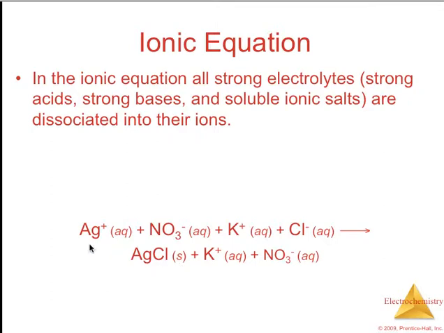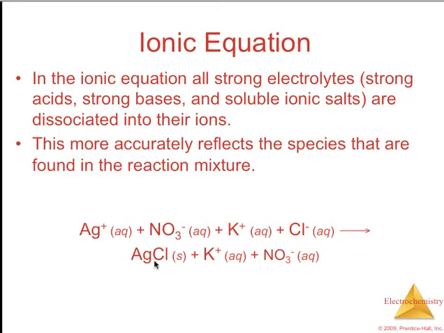In an ionic equation, we're going to show all of the strong electrolytes, those are the strong acids, strong bases, and soluble ionic compounds, as being dissociated into their ions. So this is where we show silver nitrate as breaking into the silver ion and the nitrate ion, the potassium chloride into the potassium ion and the chloride ion, because that silver chloride is not soluble. We keep that together because it is a solid. And then the potassium nitrate, potassium as an ion, dissociates, so it's drawn that way. So keep in mind particle diagrams too.